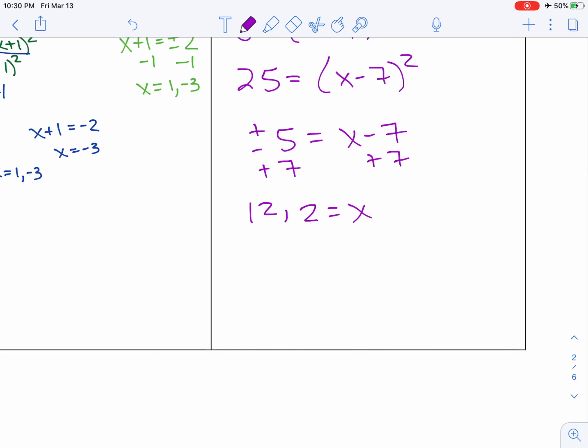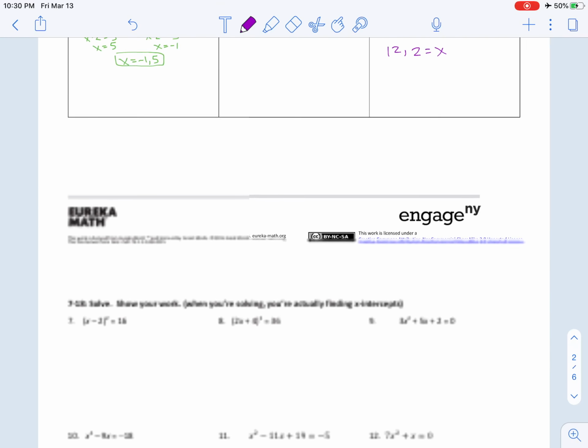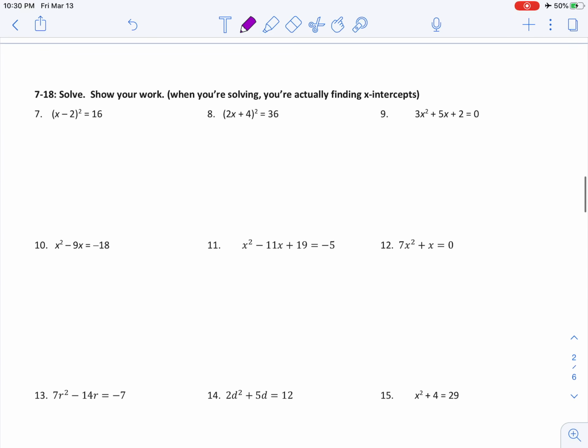So 12 and 2 equal x. Okay, we're going to come down here. Now all of them aren't going to work as nicely as that one is. And boys and girls, I see in the directions here, show your work.